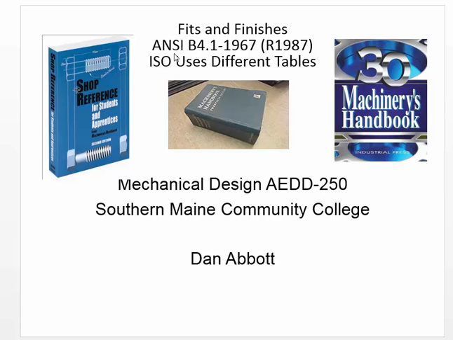We're going to deal with ANSI standards, not ISO. They use different tables, same concepts. These tables can be found in the shop reference for students and apprentices, which is really a subset of information from the Machinery's Handbook. There's an older version. The current version is the 30th edition of the Machinery's Handbook, and it's published by Industrial Press.